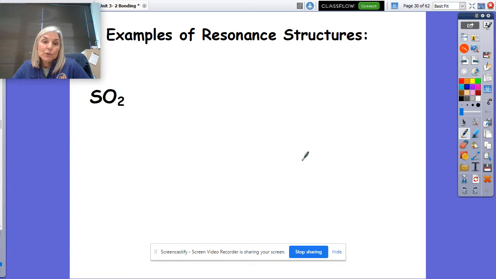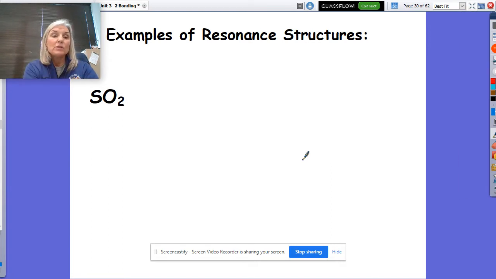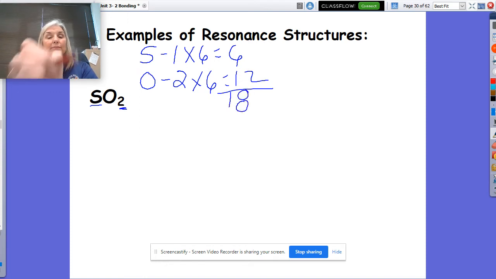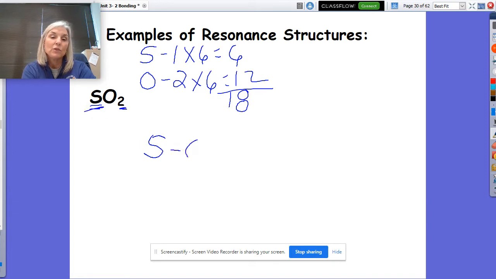So let's do SO2. Sulfur, there's 1, and it is in group 16, so it has 6 valence electrons, which gives me 6. Oxygen, there are 2, so that's 2 times 6 because it is also in group 16. When I add that up, I get 18. So it looks like ozone does, except now we have sulfur involved. I'm going to put S in the middle because it is our element that's by itself. Then I'm going to connect the 2 oxygens.